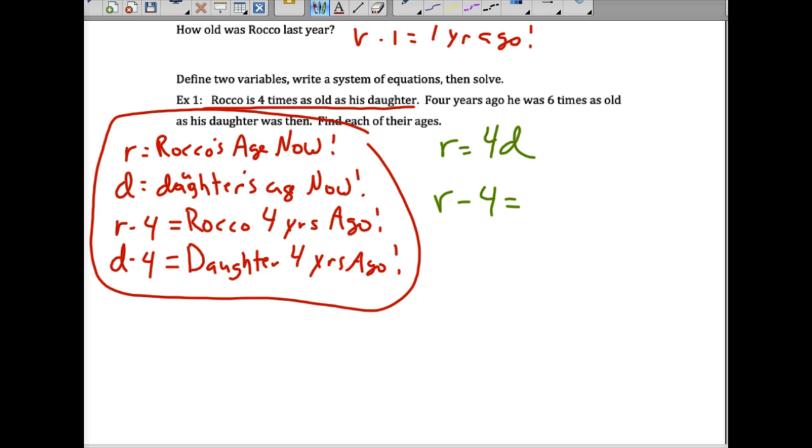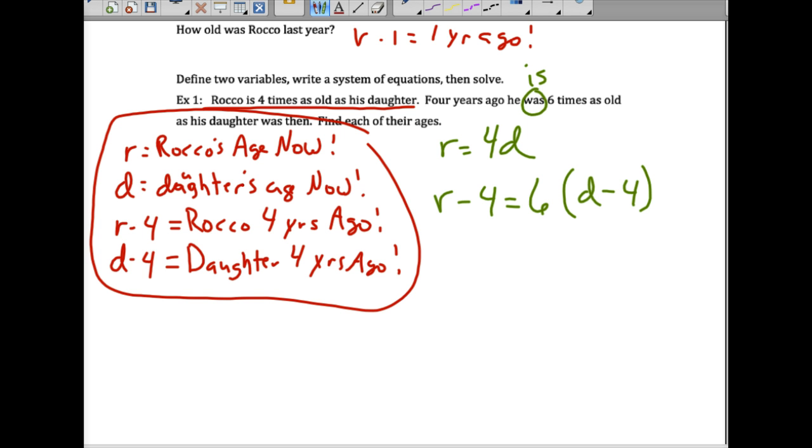So 4 years ago he was. Does everybody agree that the word was is a form of the word is? Yeah. There's your equal sign. So 4 years ago he, that's Rocco, was R minus 4. He was 6 times as old as his daughter was. So I'm going to do 6 times the quantity of D minus 4. That's the second equation. His daughter's name is Marie.